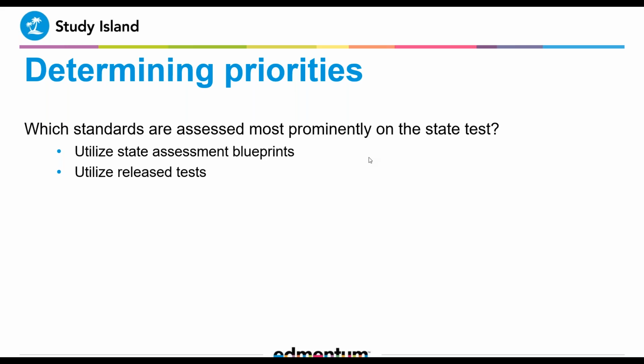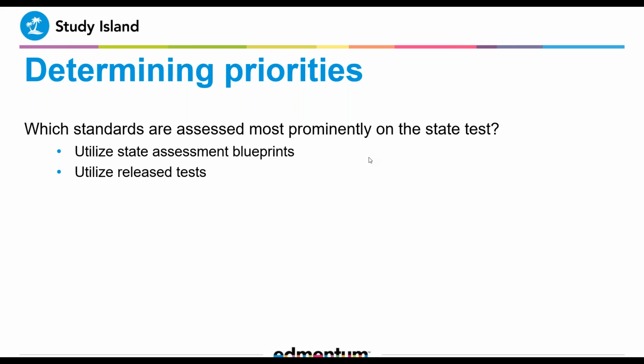So the first step there is determining your priorities. There likely is not going to be enough time between now and the test for you to cover a year's worth of content. So a good place to start is by identifying which standards are assessed most prominently on the state test. Now, in most states, there are a few key standards that are going to show up quite a bit, and then some others that may only show up in a question or two. So of course, you want to focus your efforts on those standards that are going to show up the most.